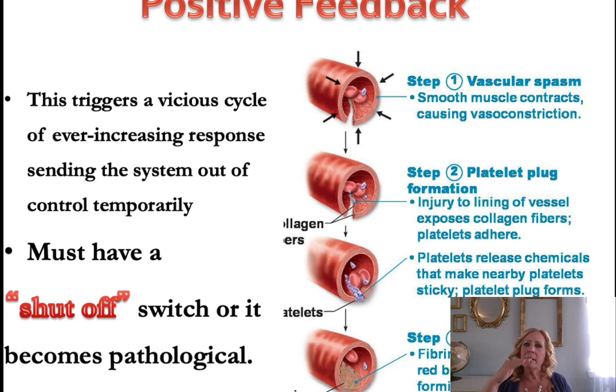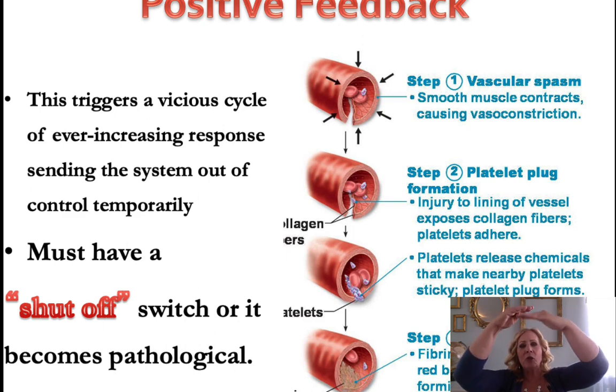So some platelets came in and stuck, and then they secreted a chemical that attracted more platelets, and those platelets secreted a chemical that attracted even more platelets, and you get the idea. That's why we call it positive feedback. Because A stimulated B, B stimulated A again, and that stimulated B, which stimulated A again, and it just keeps going up and up and up.